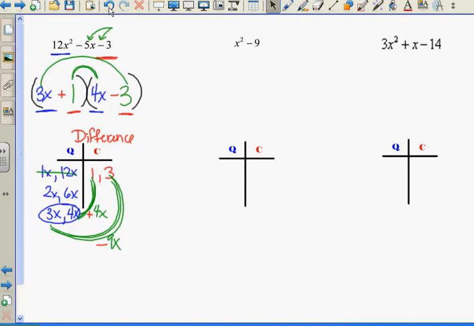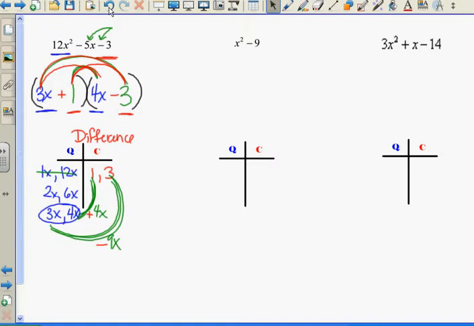And again, to double check, you could always distribute out the whole thing. You could take the 3x times the 4x, then the 3x times the negative 3, then the 1 times the 4x, and the 1 times the negative 3. And you should get that top quadratic if we did it right, which we did.